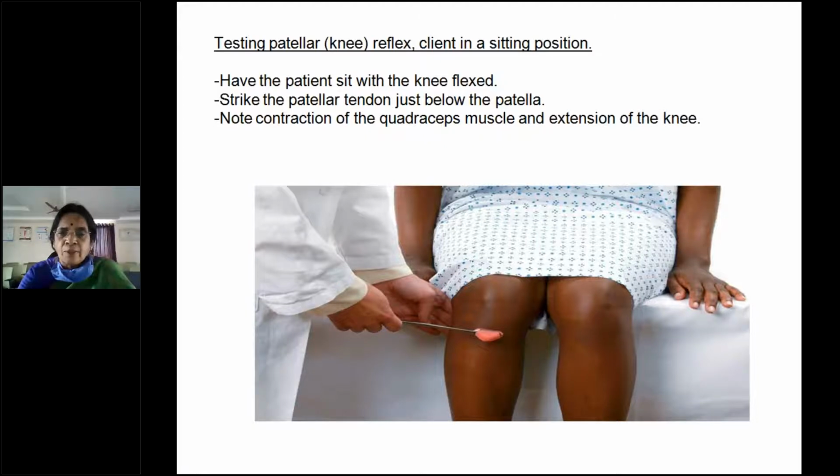Apply the stimulus over the tendon and see the contraction of the quadriceps muscle, which should be exposed. You see the contraction and then the extension of the knee. So you apply the stimulus over the patellar tendon, not over the patella. This is the knee jerk.